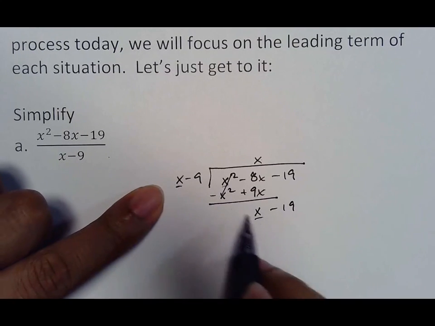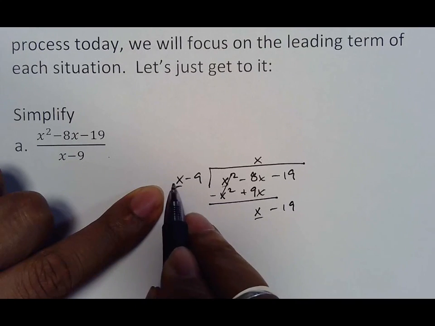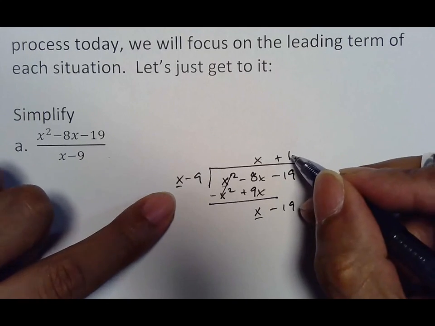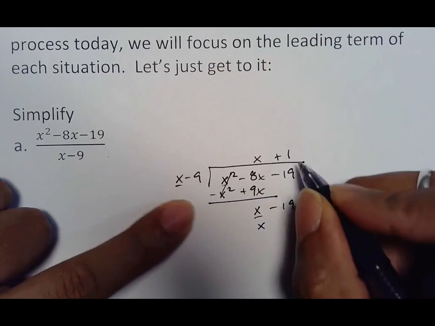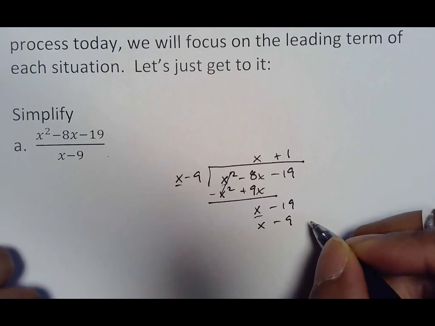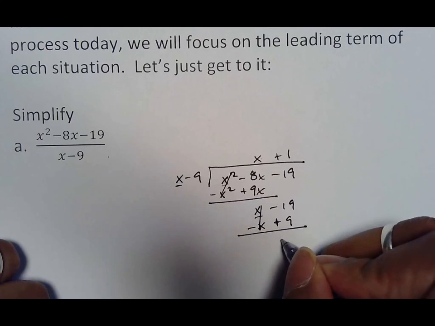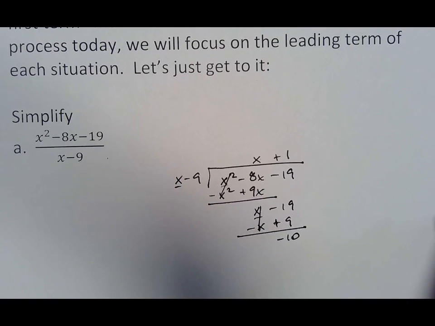Focusing on the front, what is missing? Nothing, which means how do I multiply x to be x? I multiply it by 1. Now I multiply. 1 times x is x. 1 times negative 9 is negative 9. I then switch and add, which means that the x's go away, giving me negative 10.